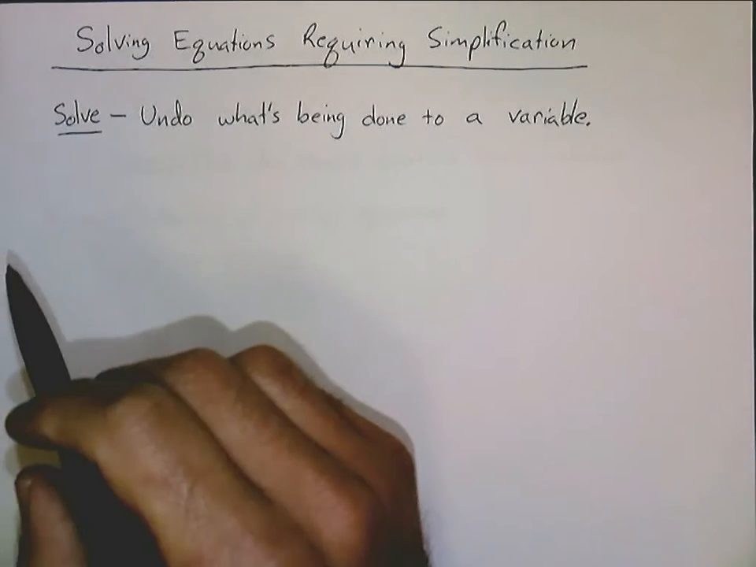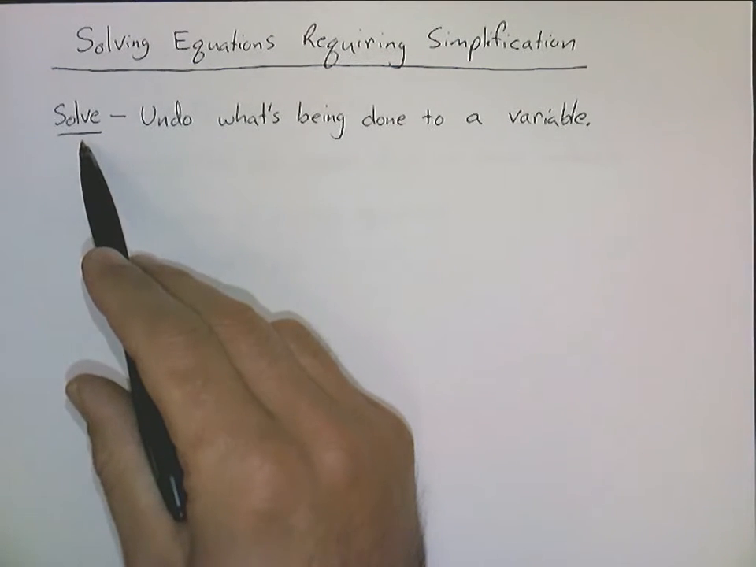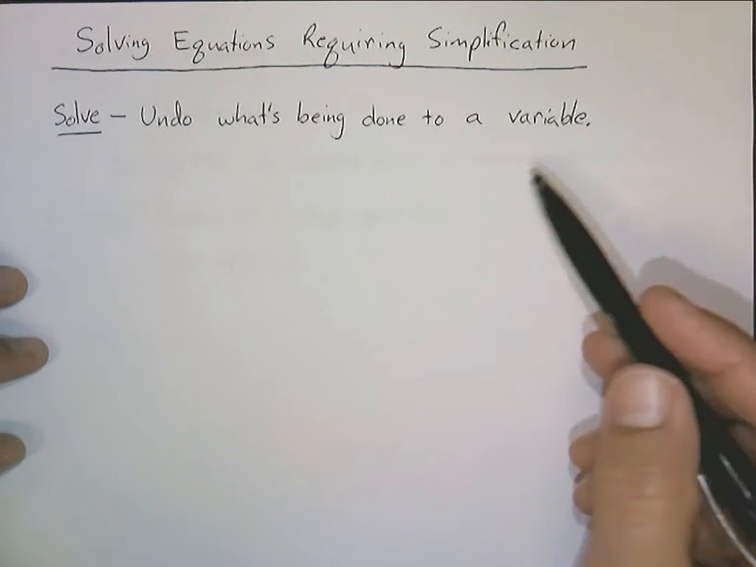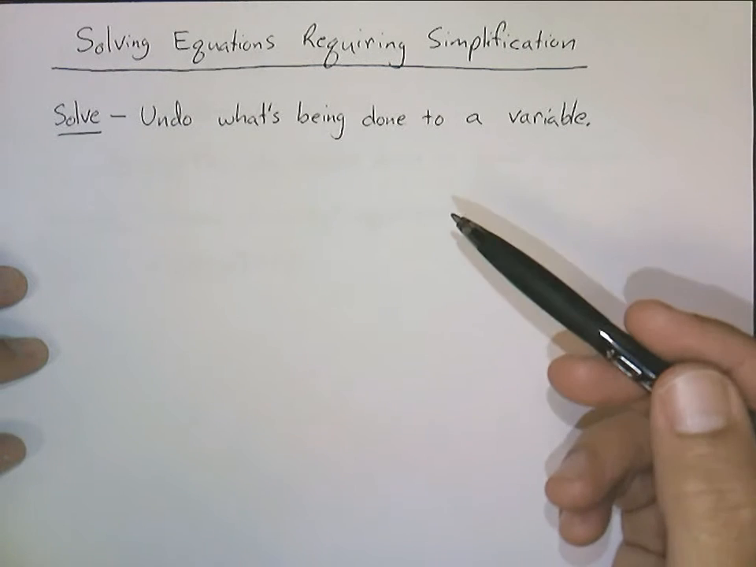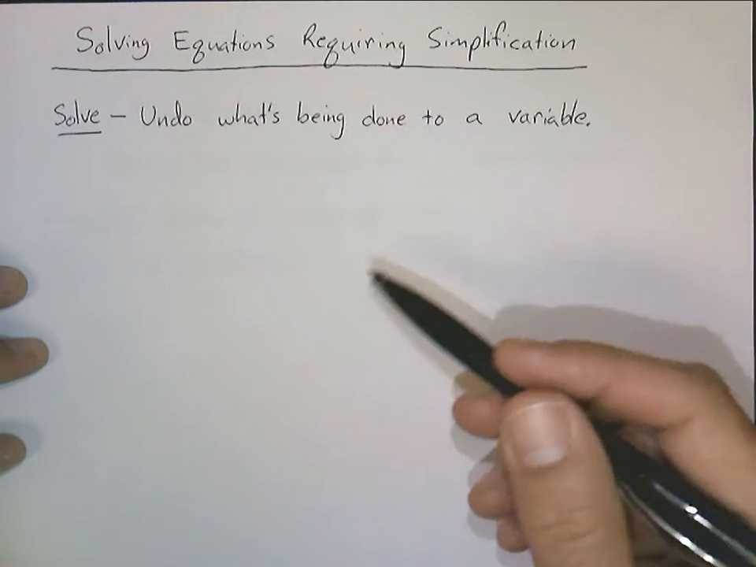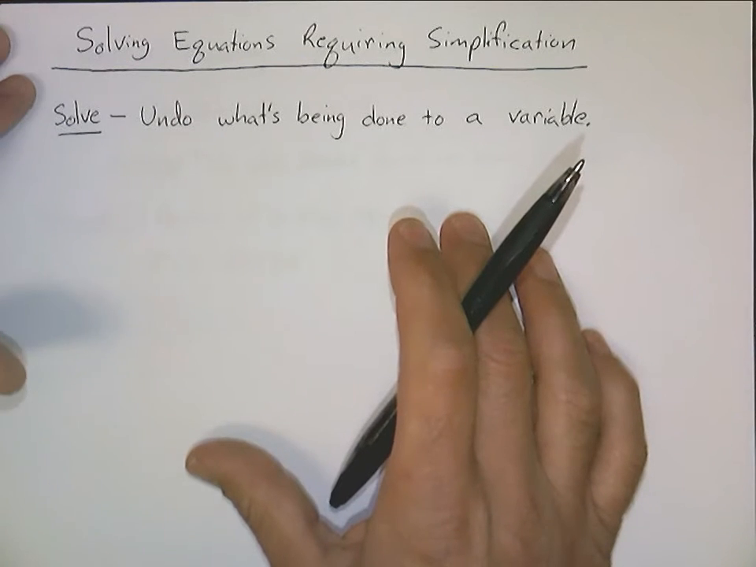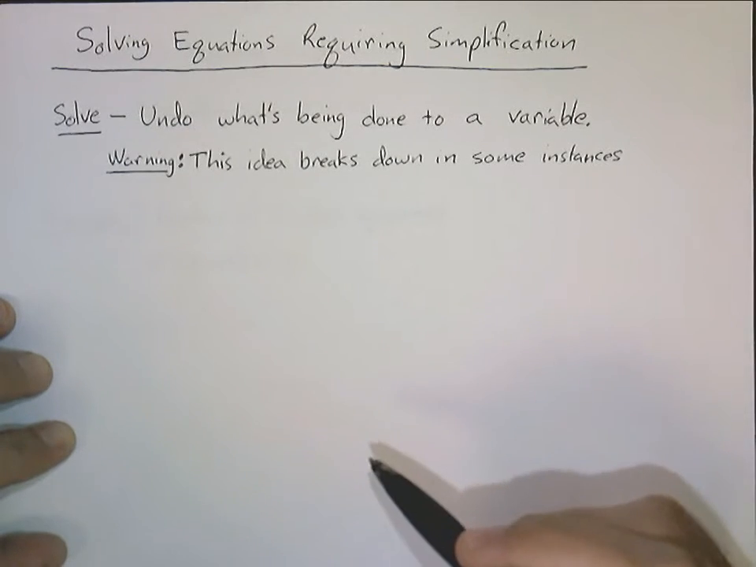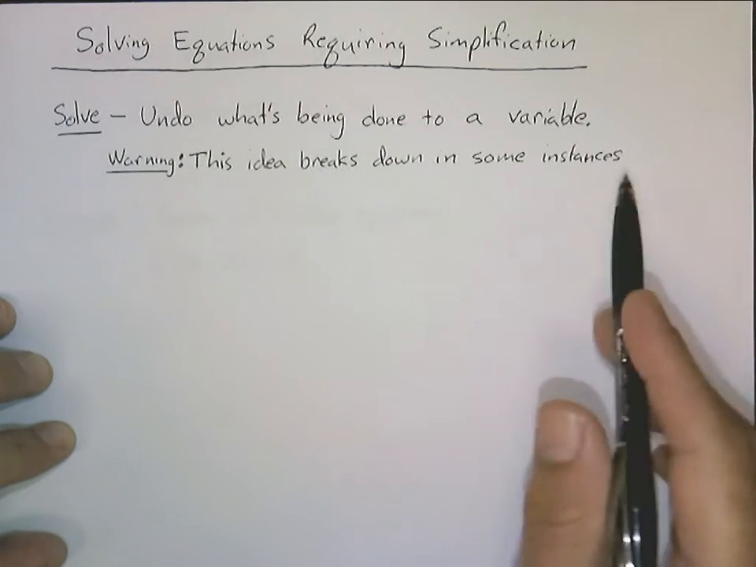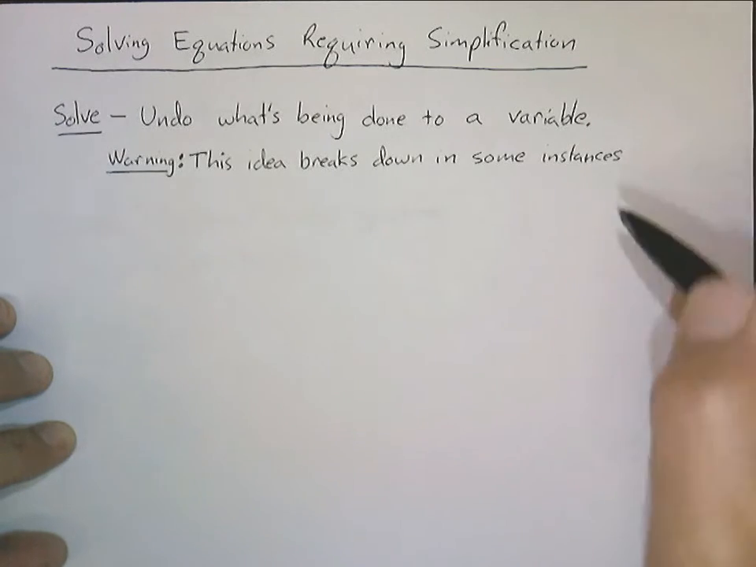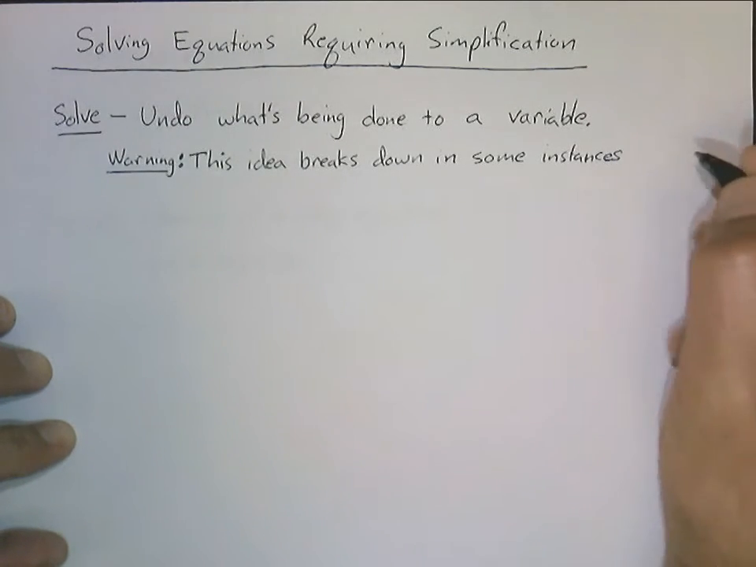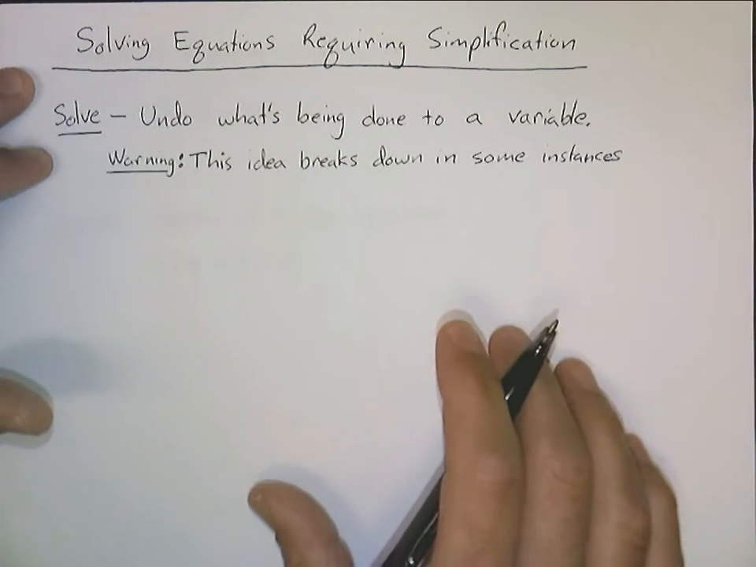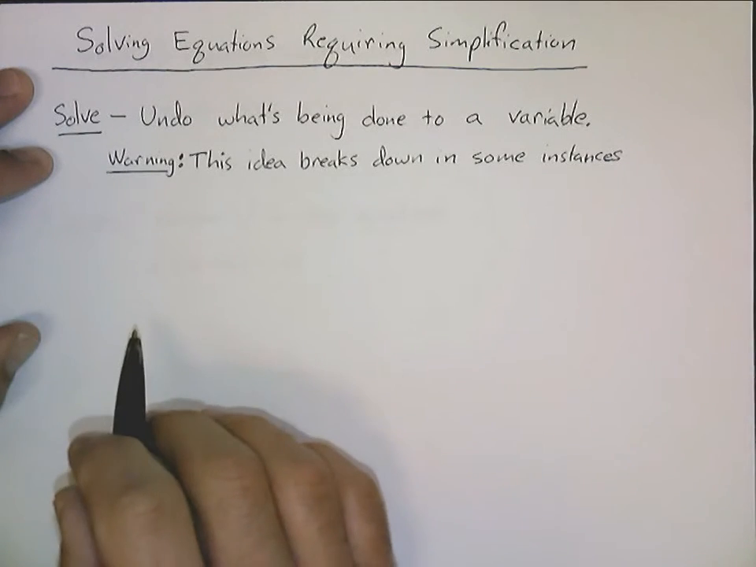Remember that the word solve in algebra and math terms actually means to undo what's being done to a variable. So you identify what's being done to that variable and you undo that thing with the opposite operation, or the inverse operation. Fair warning though, this idea does break down in some instances. Next semester we will get into talking about what those instances are. That was shown by Évariste Galois a while back, and we'll talk about that a little bit later on. But for our purposes right now, this is actually a pretty good way to think about solving.